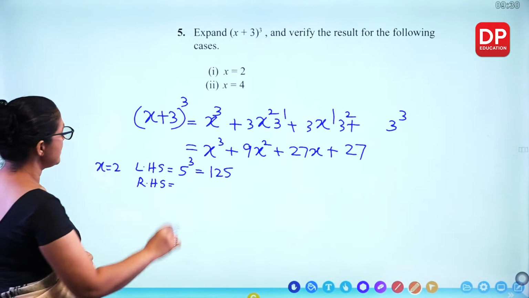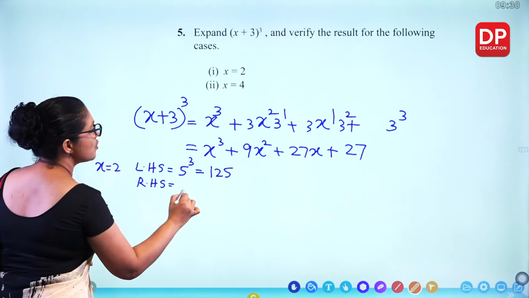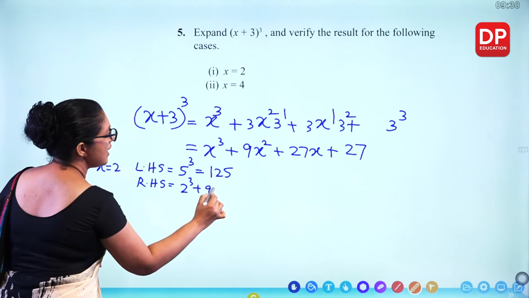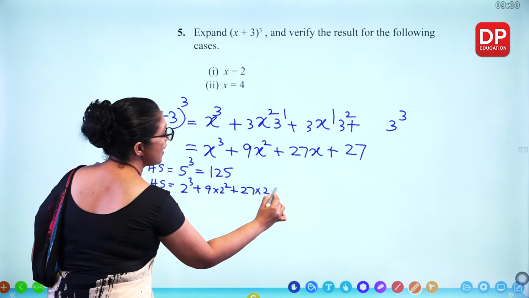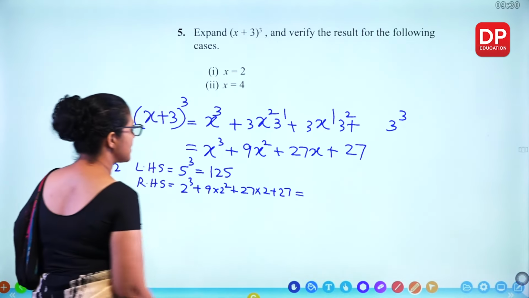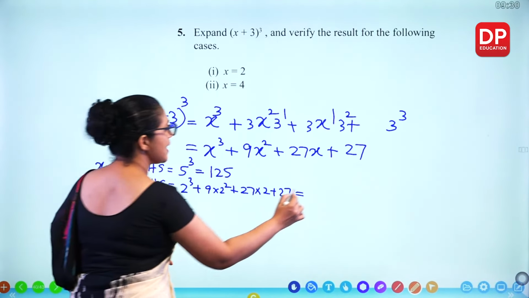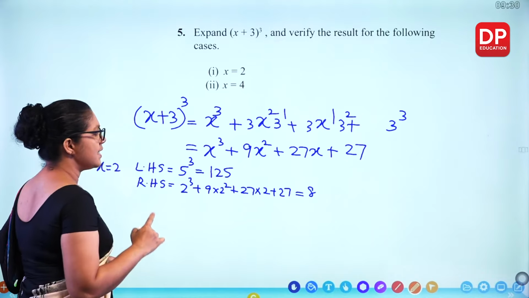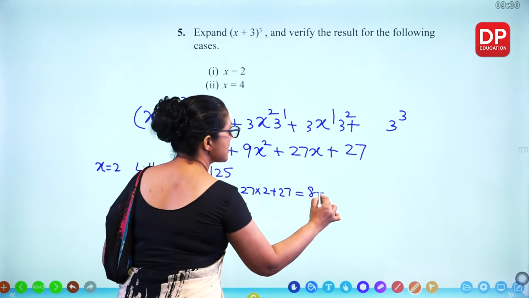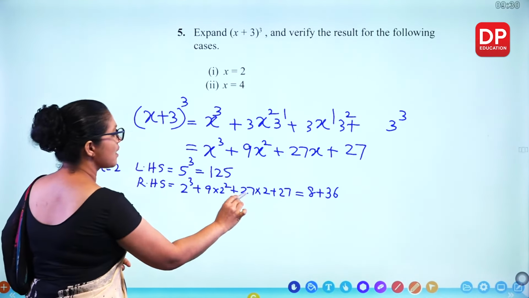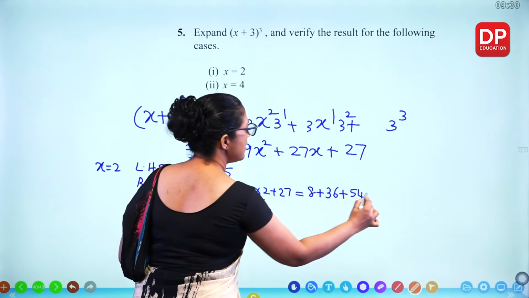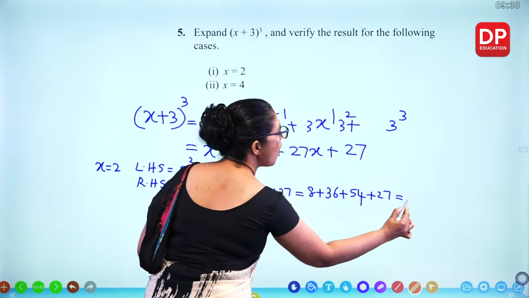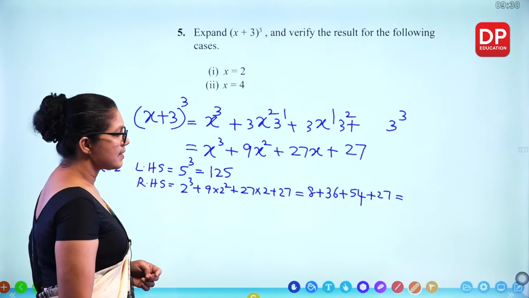Right hand side is, you have to plug 2 here. 2 to the power 3, 9 into 2 to the power 2, 27 times 2 plus 27. So what's the value? 2 to the power 3 is 8. 9 into 4, 36. 27 times 2, 54. And you get 27. Now add all these and find out the answer.